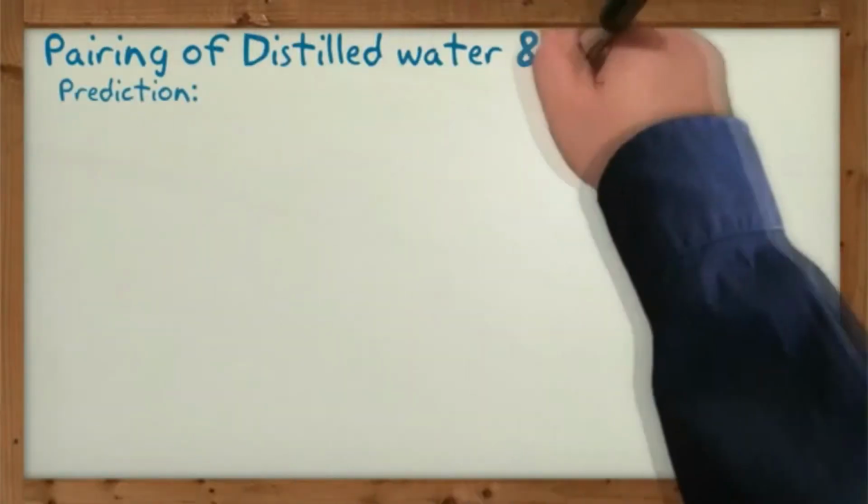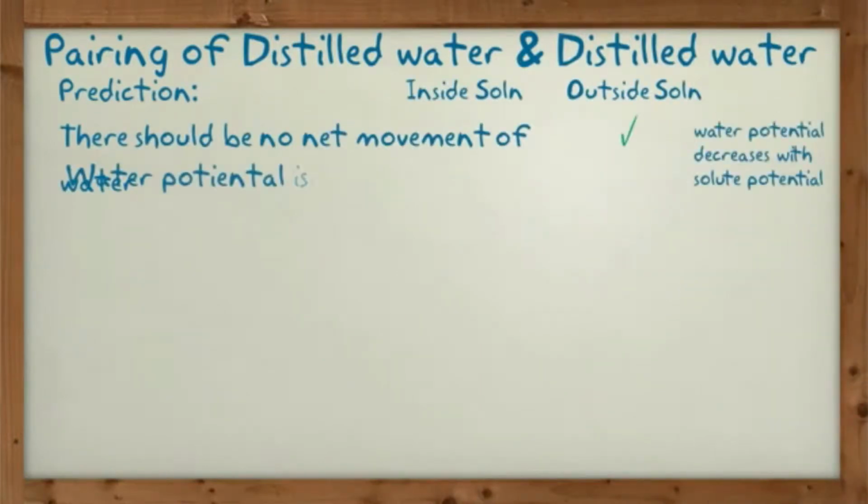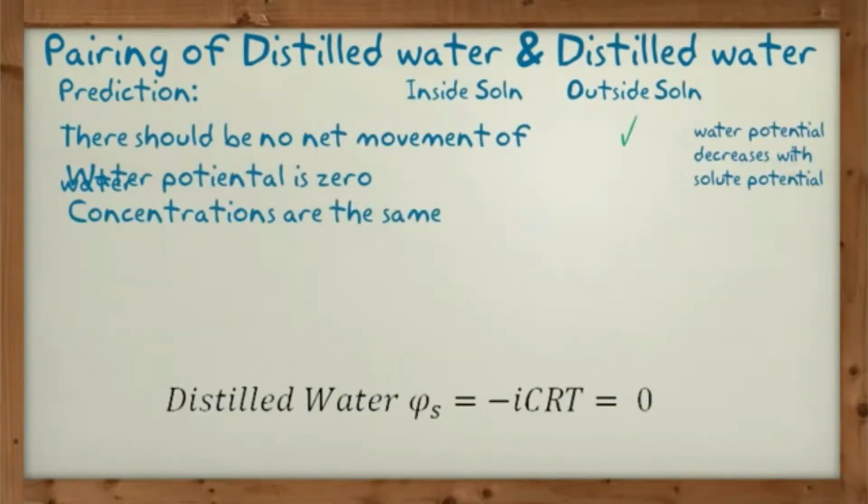The pairing of distilled water and distilled water. The prediction is correct. Water potential of distilled water is 0. The concentration inside and outside the bag are the same, which means there is no net movement of water.